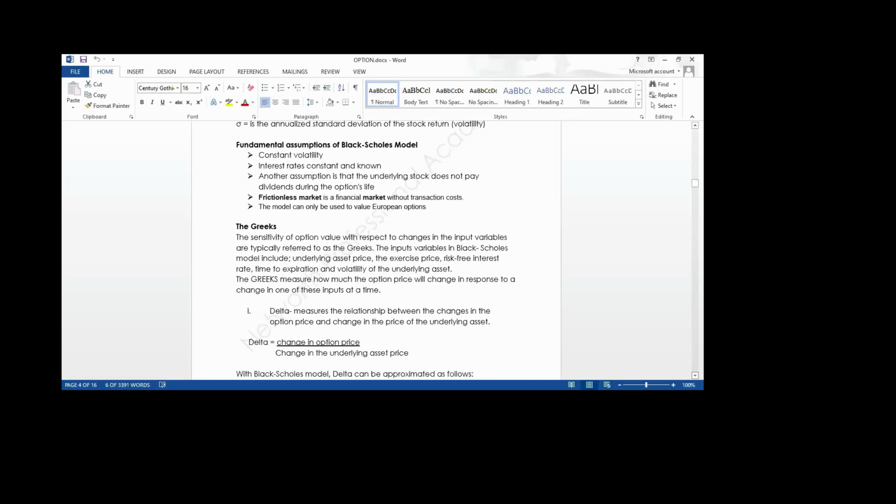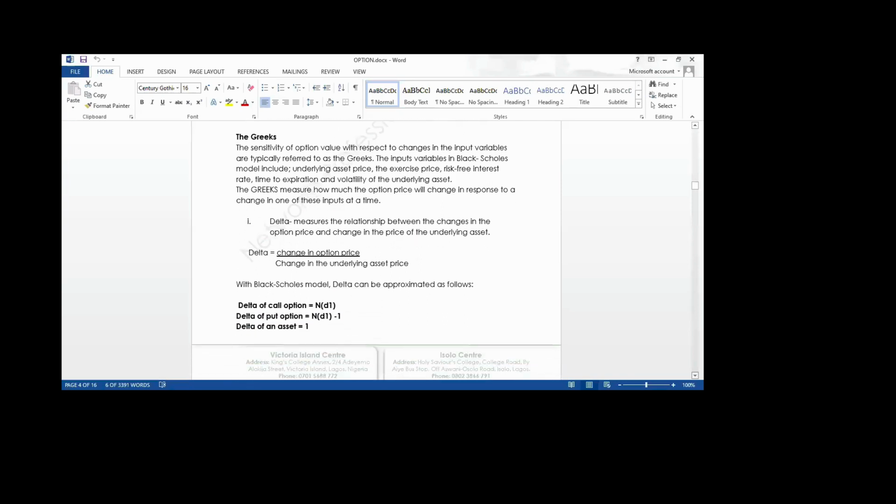Delta measures the relationship between change in option price as a result of change in asset price. Please remember, the asset could be stock, shares, bond, or foreign currencies. We refer to it as financially traded assets. With Black-Scholes, delta can be approximated as, please note, delta of a call, N(d1); delta of a put, N(d1) minus 1; delta of an asset, 1.